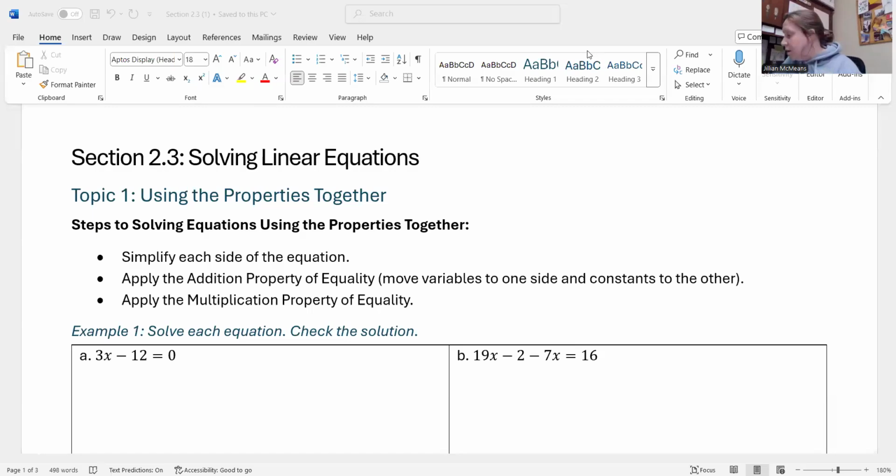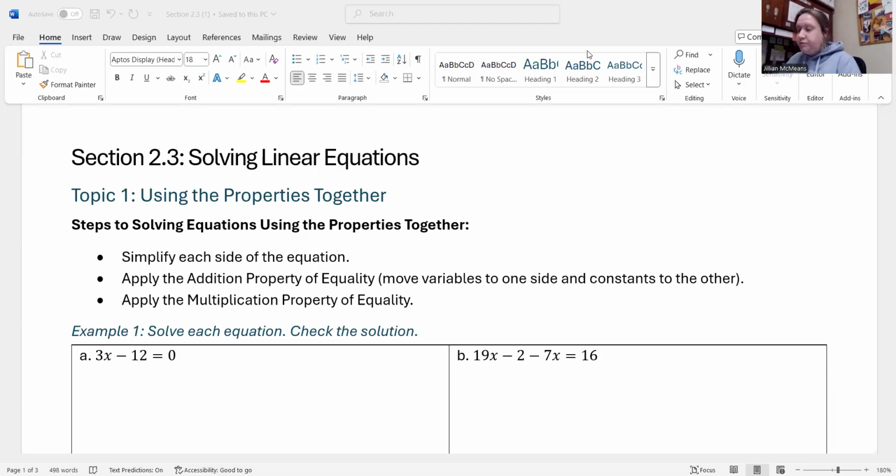Okay, the time has come. We're going to solve equations with lots of steps in them, okay? So in the previous two worksheets, we looked at the addition property of equality and the multiplication property of equality, and those two properties are really important in helping us solve an equation. So a couple of things I want to remind you of.